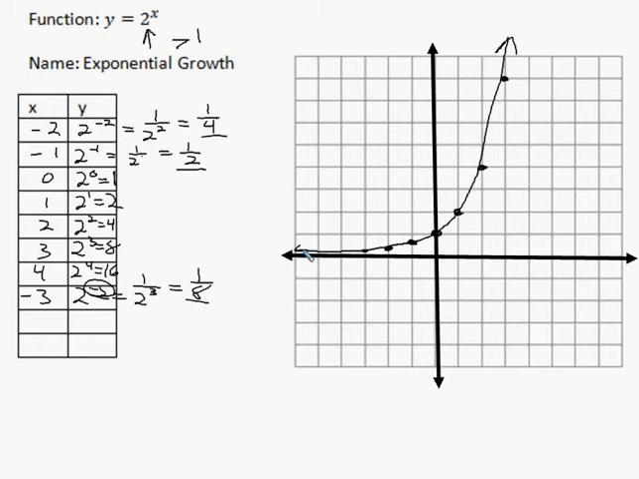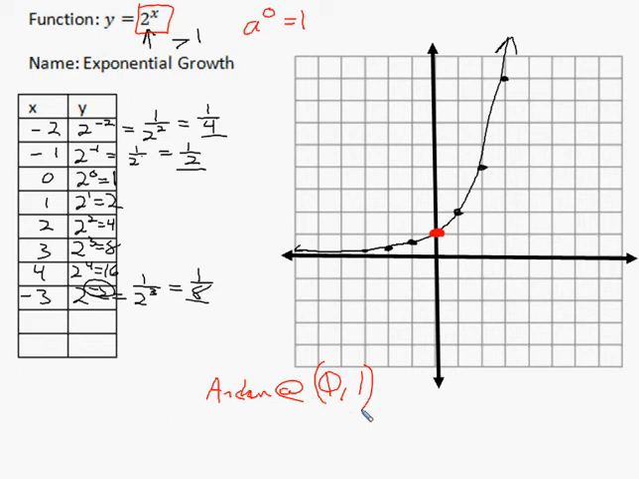And so that's an exponential growth. An important part of exponential growth when you're doing this, there's always this important point here. I call it an anchor point, but the point 0, 1, because for any exponential function, if you put anything to the 0 power, you're always going to get 1. So you have a 1 there. So we have our anchor point at 0, 1.